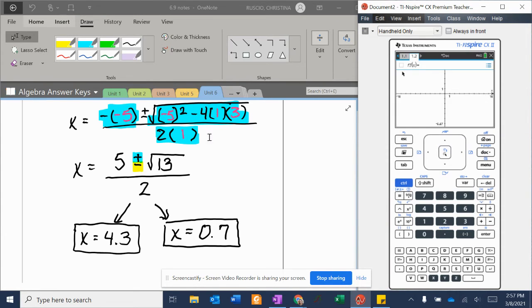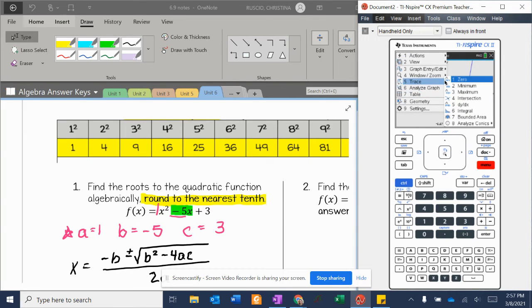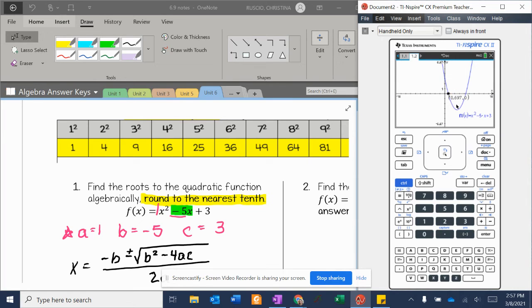We're going to add a graph here, and we're just going to graph our original of x squared minus 5x plus 3, and hit Enter. Menu, analyze the graph, and then we want to find the zeros. There's one of them. Look at, there's the 0.71. Yay!